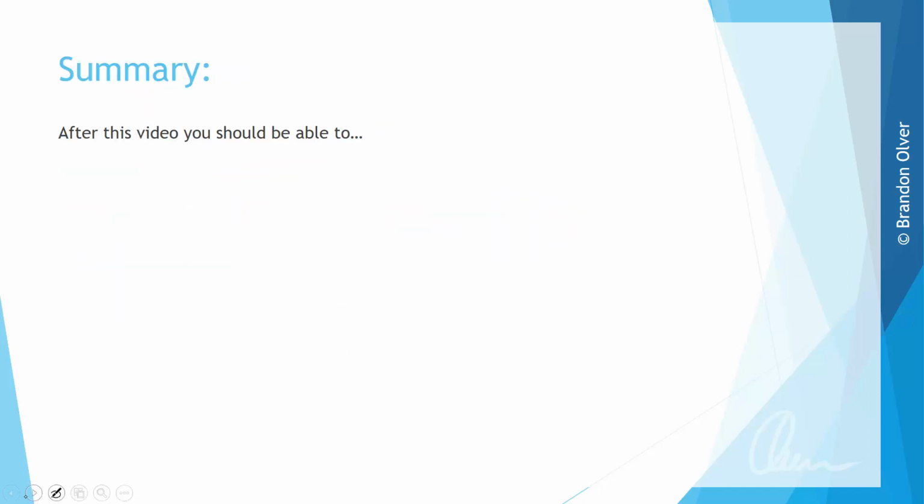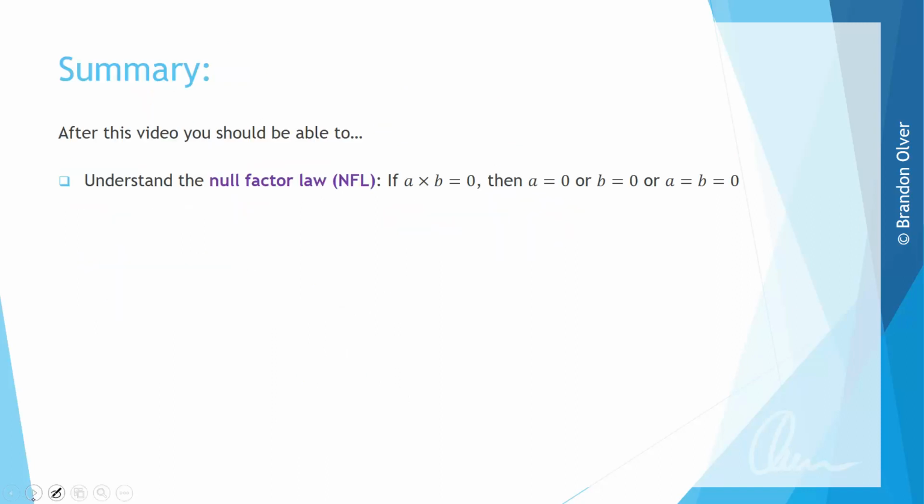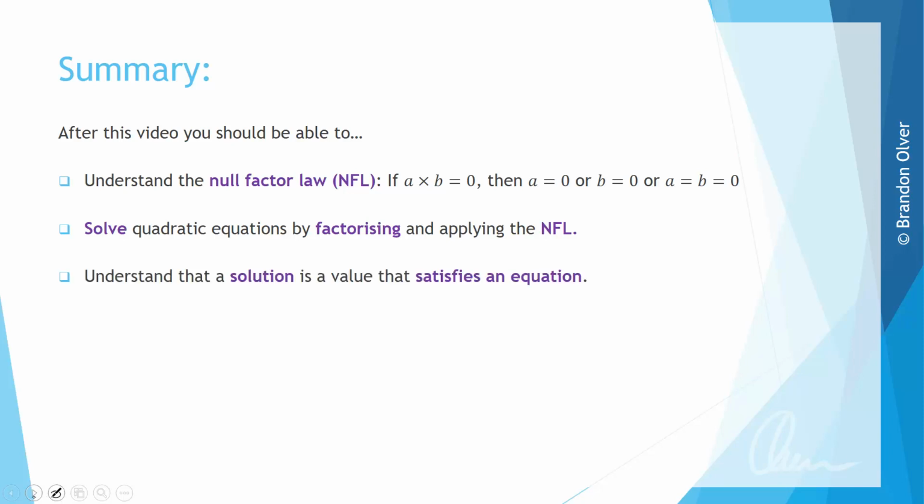So after this video you should be able to understand the null factor law, which states that if a times b equals 0, so if any two things multiplied together equals 0, then a could be equal to 0, b could equal 0, or a and b could both equal 0. You should be able to solve quadratic equations by factorizing and applying the null factor law. And you should understand that a solution is a value that satisfies an equation.